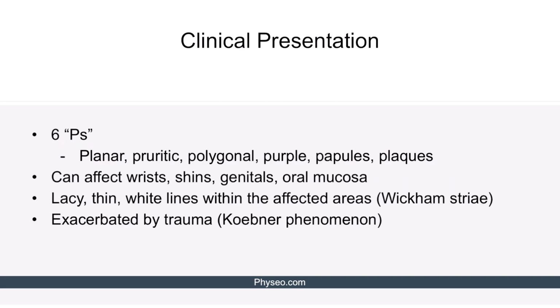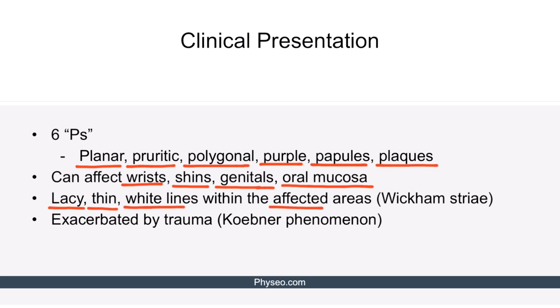The clinical presentation of lichen planus is commonly remembered as the 6 Ps, which are used to describe the characteristics of the rash. The rash is planar, pruritic, polygonal, purple, and can have papules and plaques. The most commonly affected areas are the wrists, shins, genitals, and the oral mucosa. One highly recognizable feature is the presence of lacy thin white lines within the affected areas, which are referred to as Wickham striae. Finally, this disease can be exacerbated by trauma in the same way that psoriasis can.